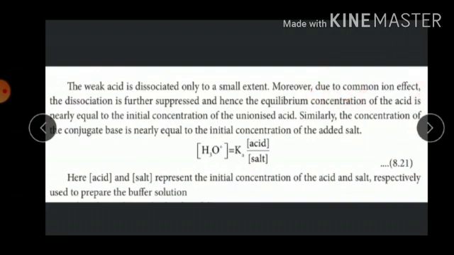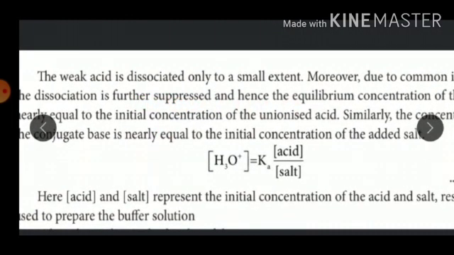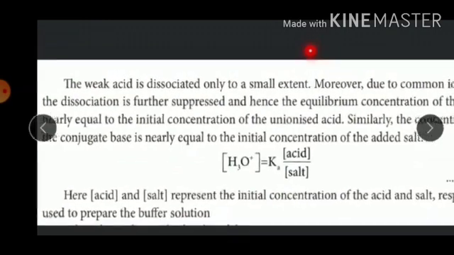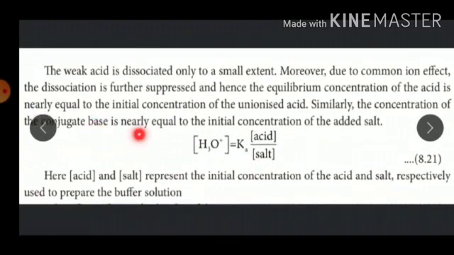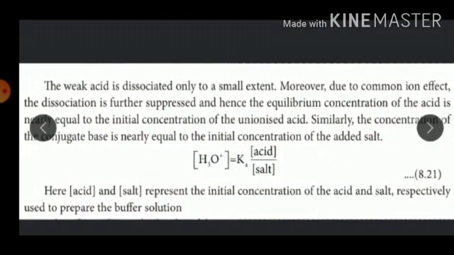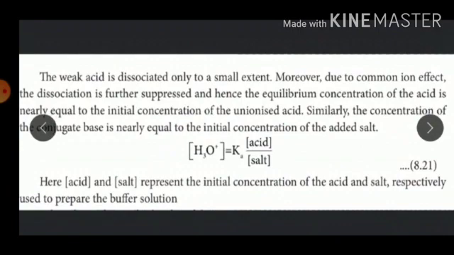The weak acid is dissociated only to a small extent. Moreover, due to the common ion effect, the dissociation is further suppressed, and hence the equilibrium concentration is nearly equal to the initial concentration of the unionized acid. Similarly, the concentration of conjugate base is nearly equal to the initial concentration of added salt. So [H3O+] is equal to Ka times acid by salt. Acid as well as salt represent the initial concentration of the acid and the salt respectively, used to prepare the buffer solution.